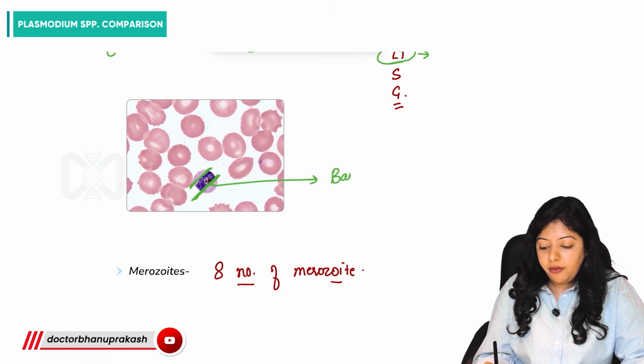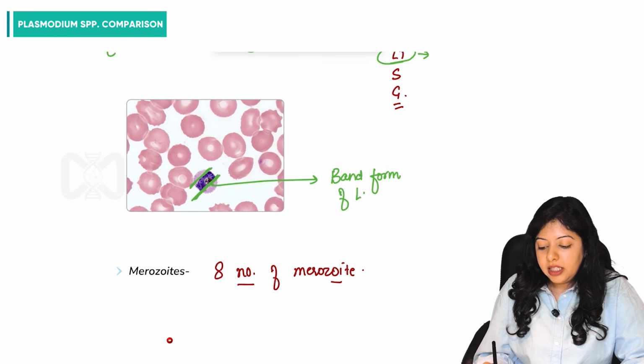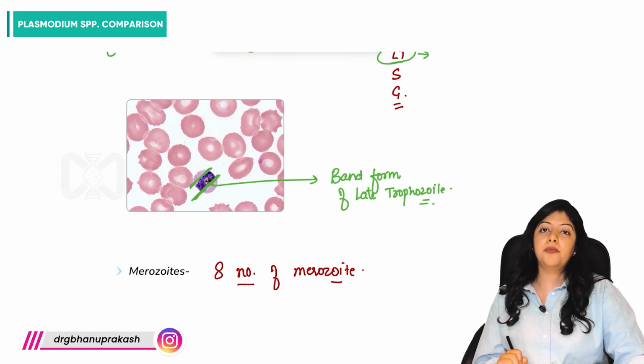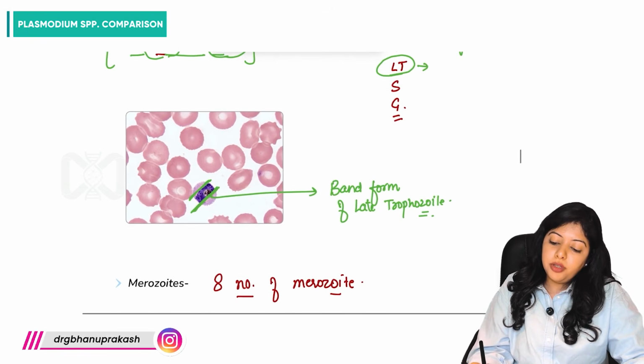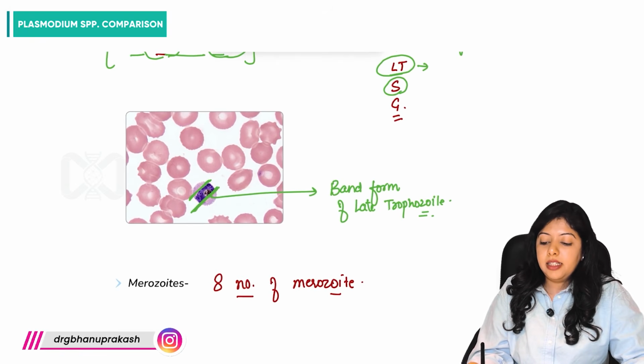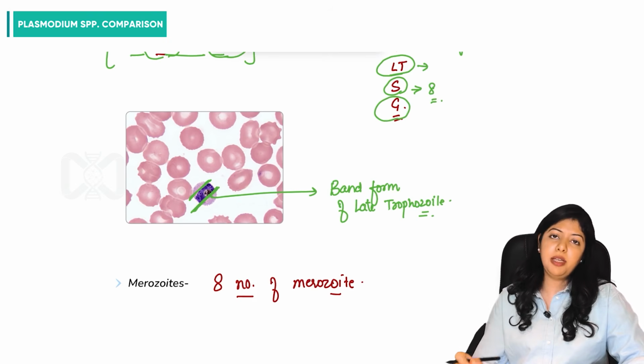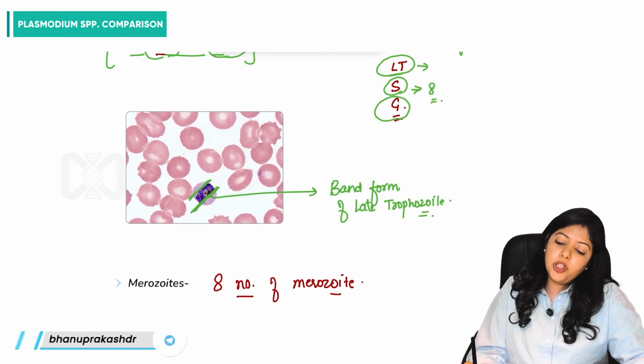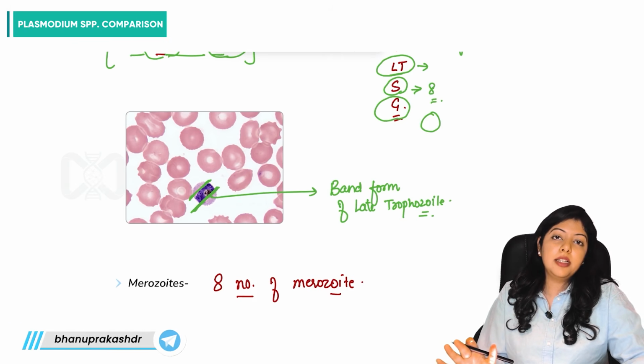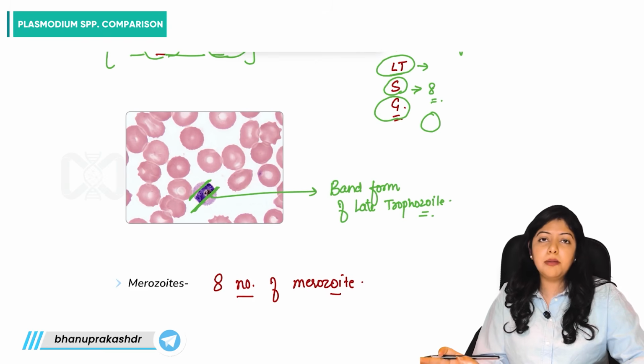Band form of late trophozoite. Right? So schizont, we have already discussed that it is going to have 8 merozoites. And what is the gametocyte? It doesn't have a major difference. It is just going to be spherical and it will be covering the entire RBC, the major surface area of the RBC.